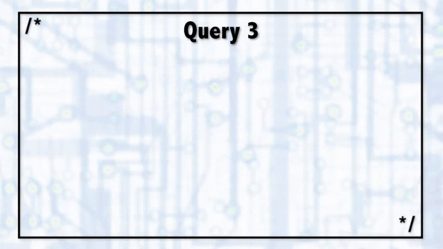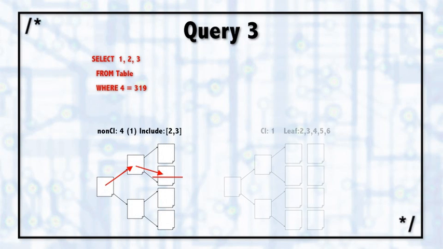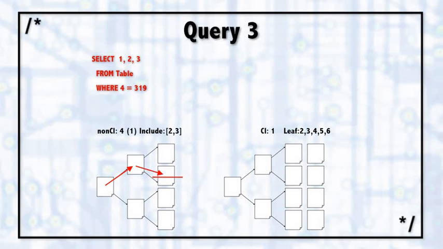So, query 3. Here we're going to select from our table columns 1, 2, and 3, and our search argument is where column 4 is equal to 319. Now, the non-clustered index here has column 4 in it, so that's a perfect index for finding the right rows. But if that's all we had in the non-clustered index, it could find column 4 and find column 1, but it would still have to do a bookmark lookup to go find column 2 and 3. What we're going to do is include column 2 and 3 at the leaf level of the non-clustered index so we can build a covering index. So that's what we're going to do.